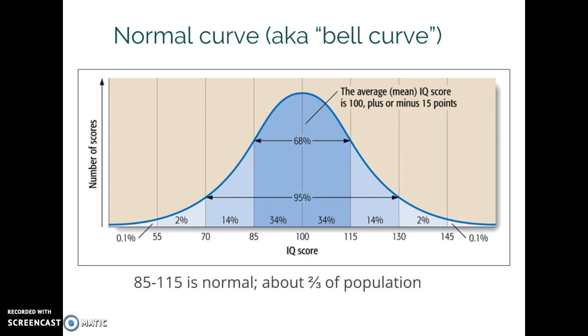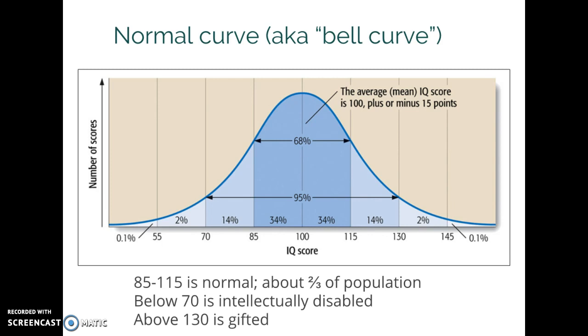Then if we go all the way out to the left side of that graph, we see that below 70 is generally the threshold for labeling someone as intellectually disabled, and that is the bottom 2% of the population. If we go to the other side, about 2% of the population will have a score of 130 and up, and that's usually where people start labeling someone as gifted. So this is sort of what you generally need to know about how scores work.